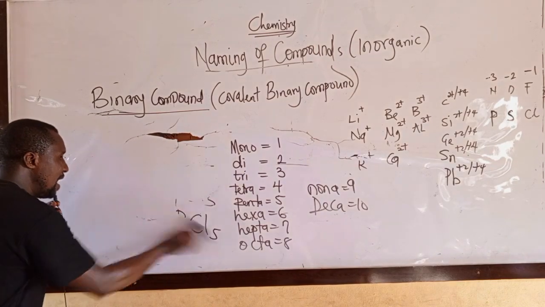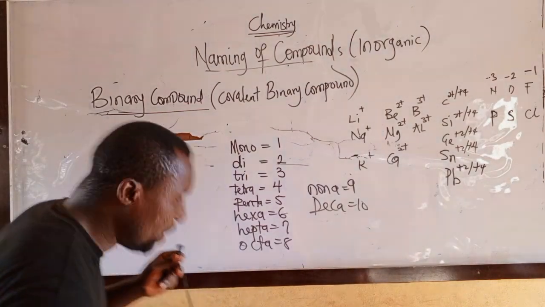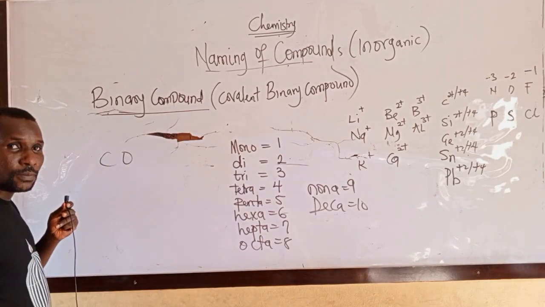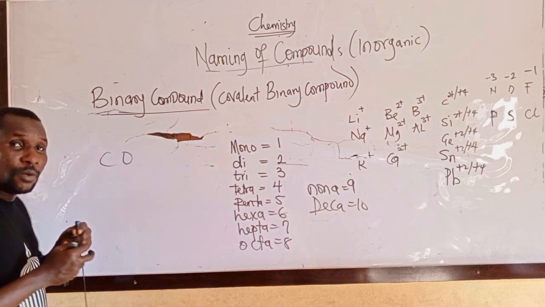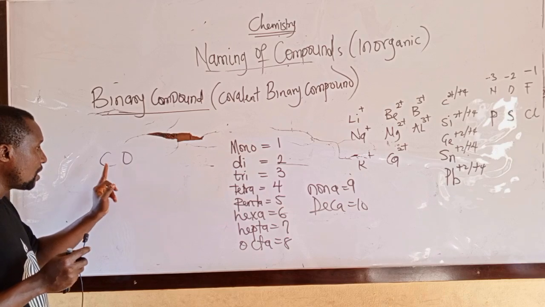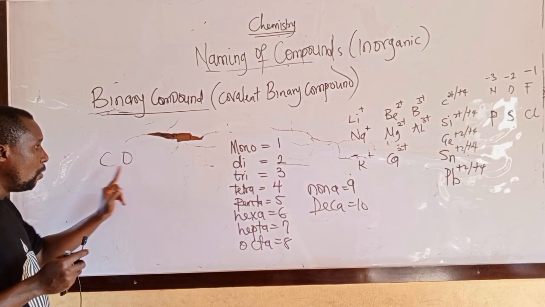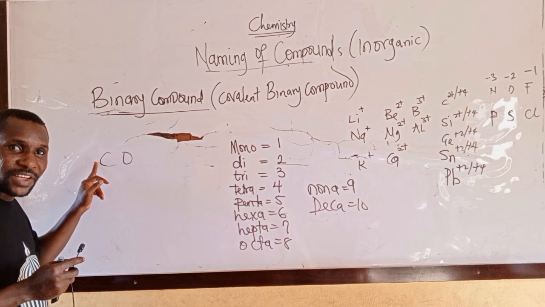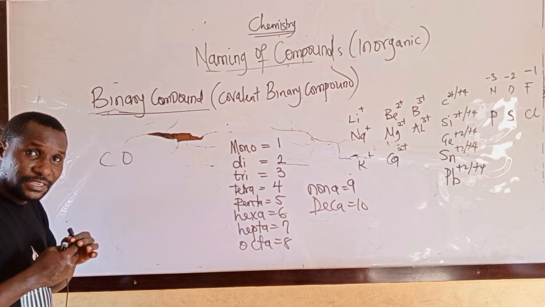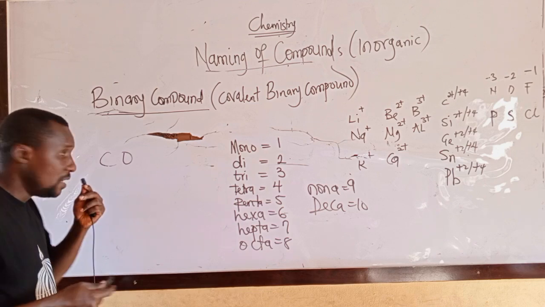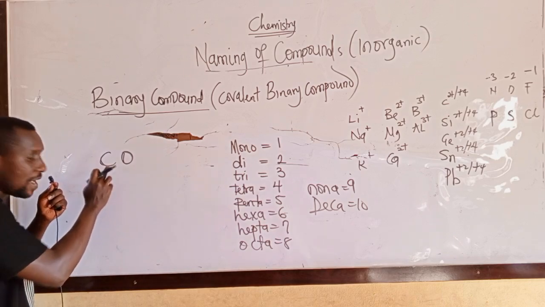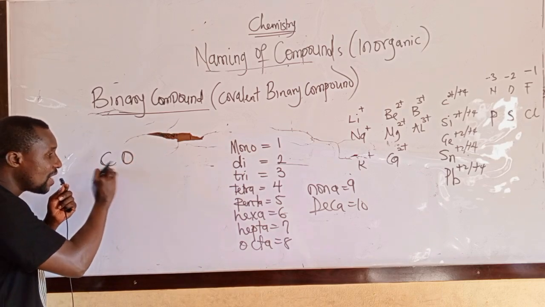If I ask you to name this compound, CO, what is the name? Carbon and oxygen. I can name this compound in two ways. I can say carbon monoxide, or carbon(II) oxide, which uses the oxidation number of carbon. To give the name carbon(II) oxide, find the oxidation number of carbon in this compound.